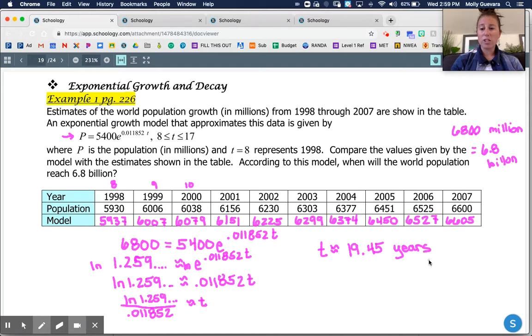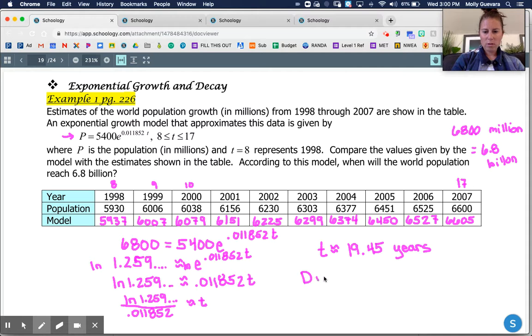Okay, that's great, but that doesn't make sense. I want to actually know what year, right? Well, 17 is the year 2007. So then 18 would be 2008. 19 would be 2009. So like halfway through 2009.